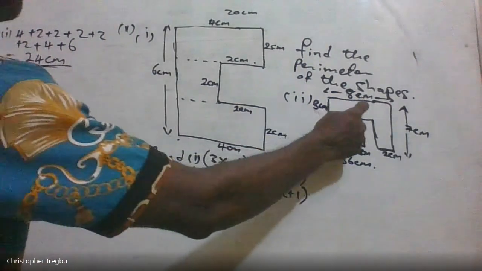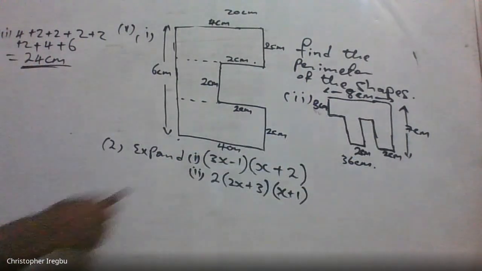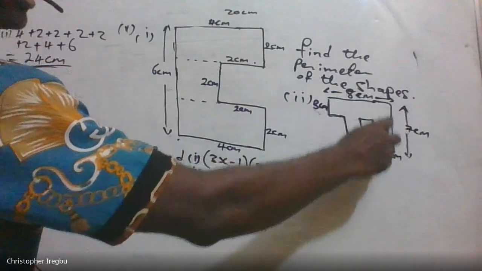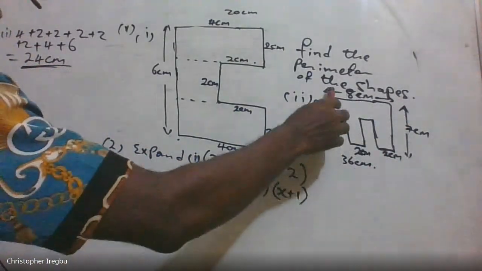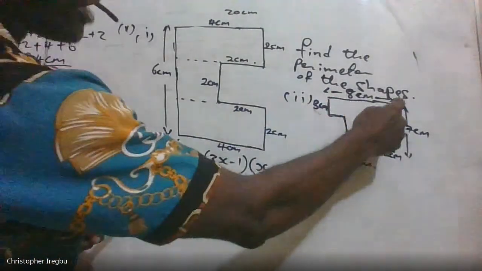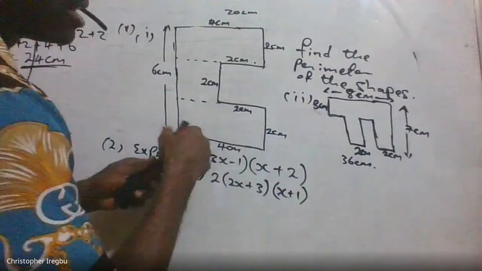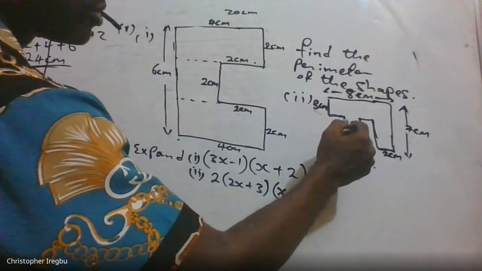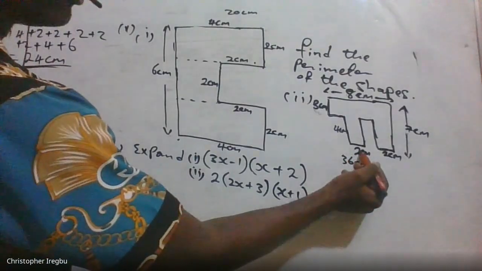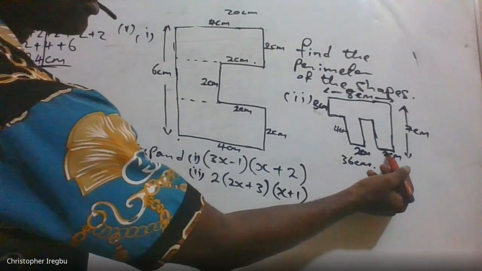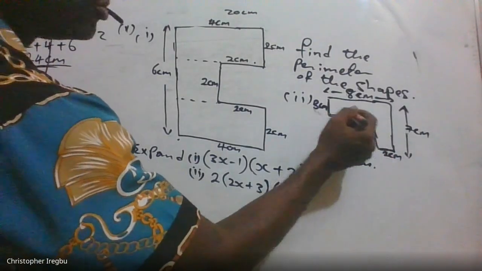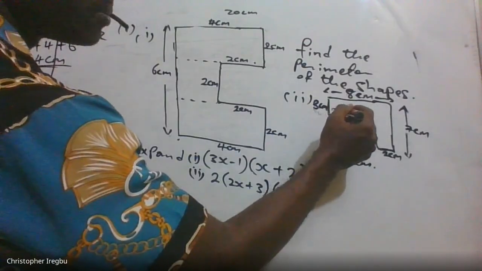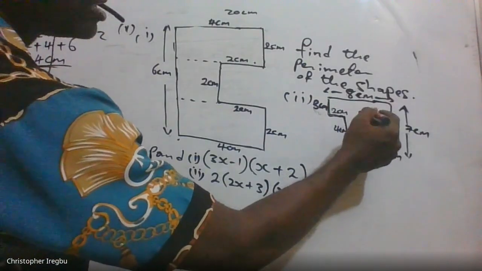So for this second one, here is 8 cm, here is 7 cm, here is 3 cm. So if here is 7 cm, here is 3 cm, that means that here should be 4. Here should be 4 cm. So here is 2. Here is 2. So look at here now, should be 2 cm. And here also should be 2 cm.